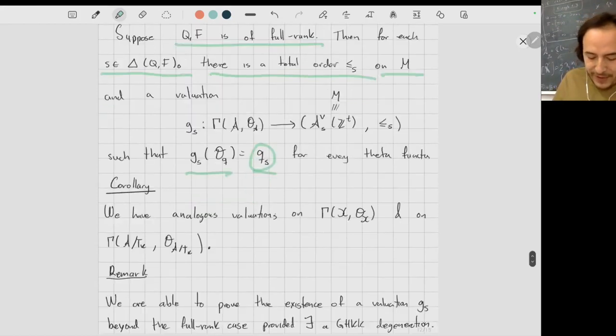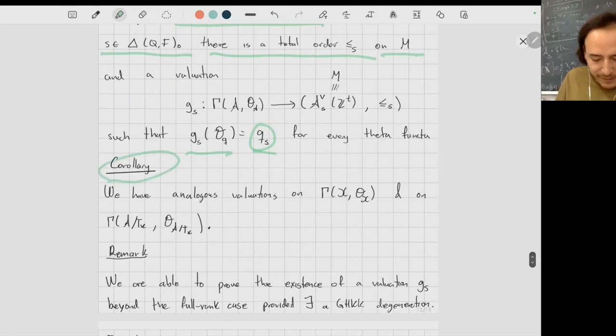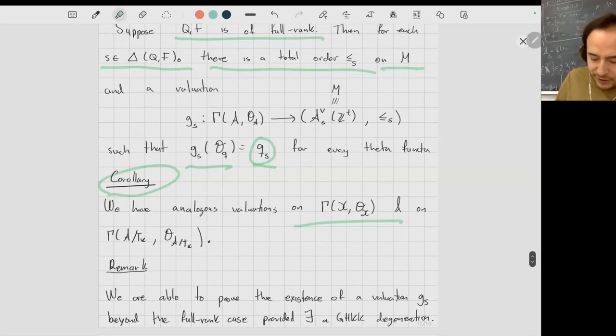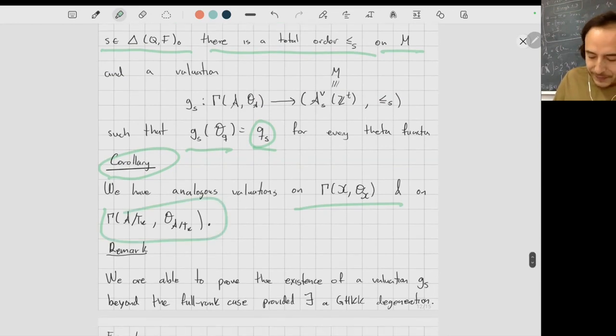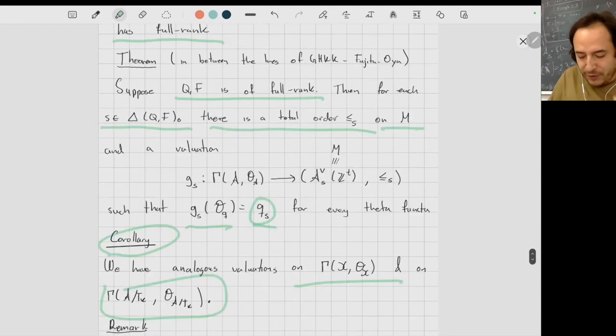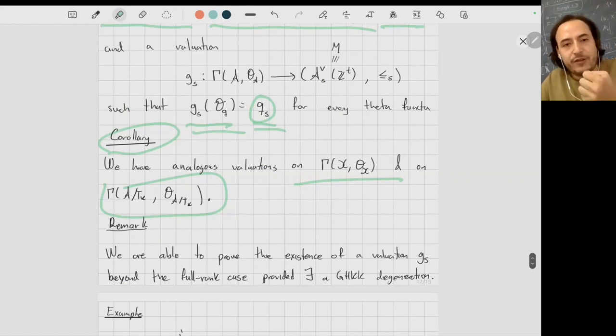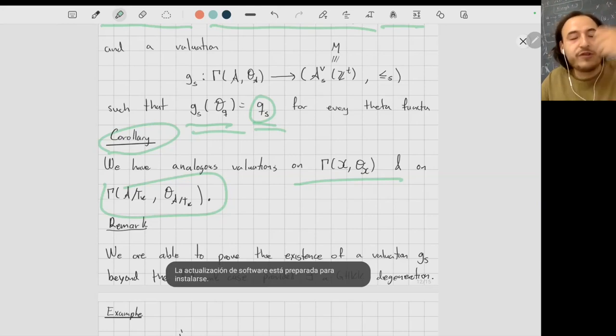That's the theorem. And this corollary can be obtained by just applying the theory of GHKK, that we have an analogous result for any X cluster variety and for these quotients. I'm not going to explain how this total order is obtained, but at least we know the values of this valuation in the theta basis. So if we assign to a theta function the corresponding tropical point, that gives an assignment that can be thought of as a valuation. That's the content of the theorem.